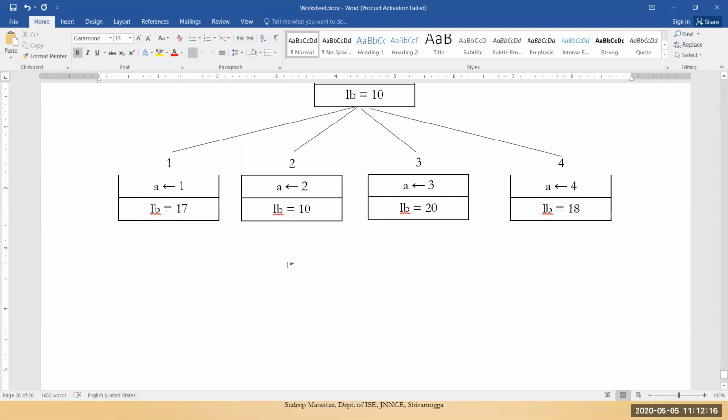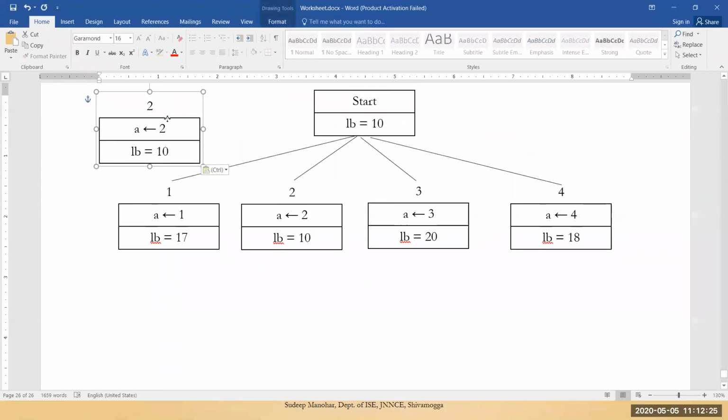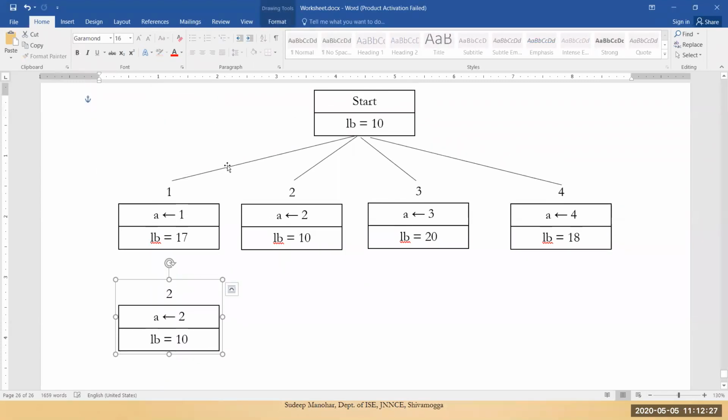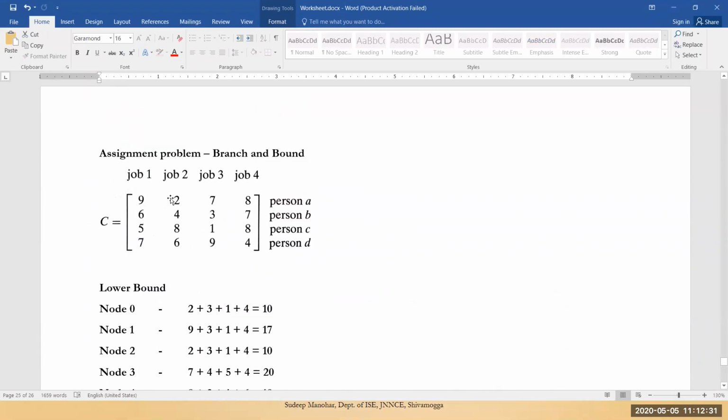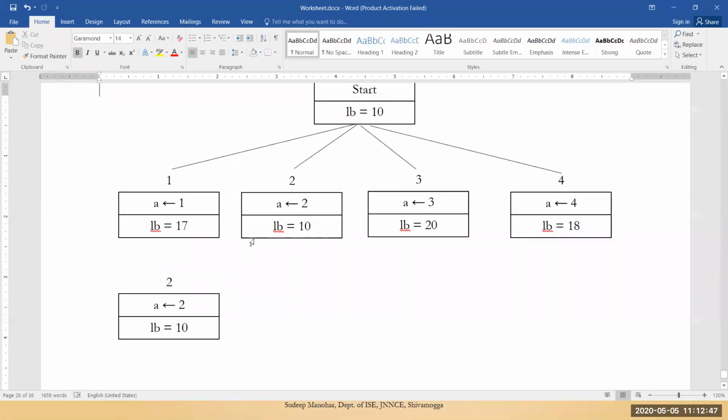Now if person A is allotted with job number 2, what is the next level? Next level corresponds to person B, isn't it? How many options are there for person B? If person A is allotted with job number 2, he has 3 options. Either he can be allotted with 1 or 3 or 4, but not with job number 2 because 2 is allotted to person A. So now we'll write 3 nodes for this.